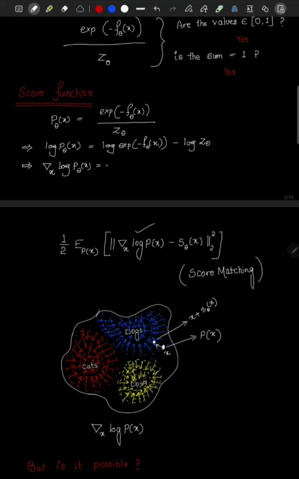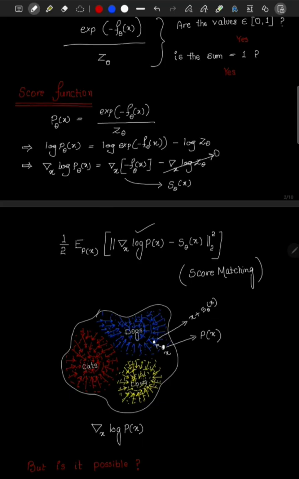So the gradient with respect to x here means the gradient of minus f of theta. If you take the gradient with respect to x of log of z theta, this value will be 0, because log of z theta does not depend on x. It is completely independent because it is the normalizing constant. It is only a function of theta. Now this particular term we are considering as s of theta, which is called the score function.